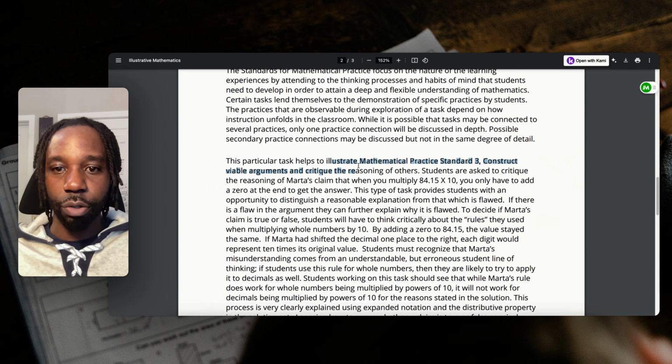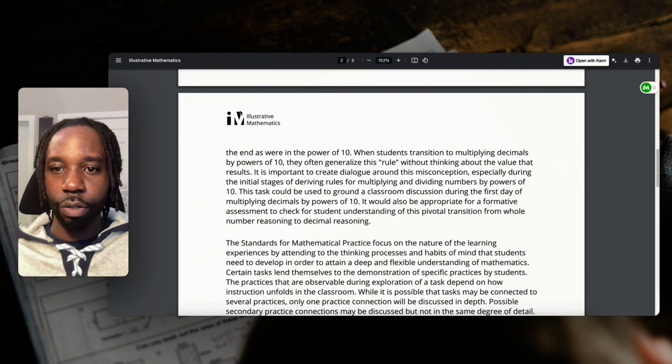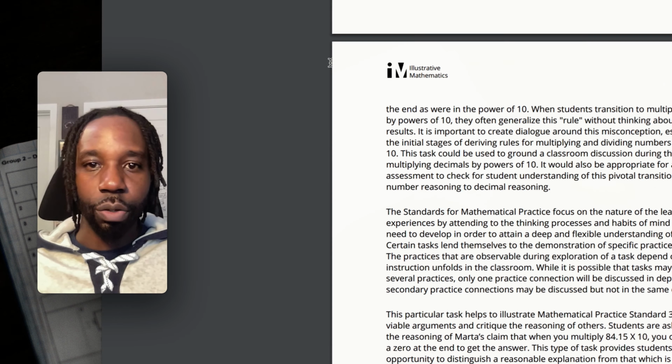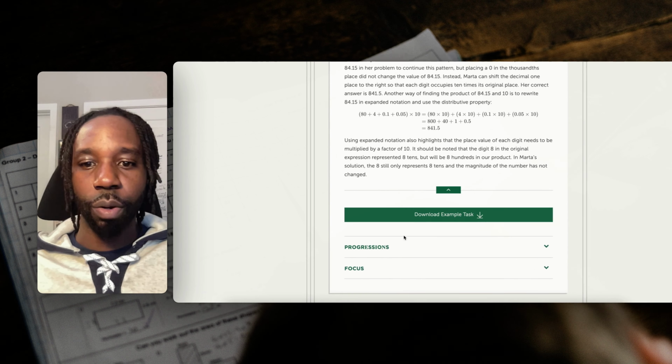They're all from Illustrative Mathematics. So that's something to know. But if you use a different curriculum like Eureka, you do want to be aware of that.